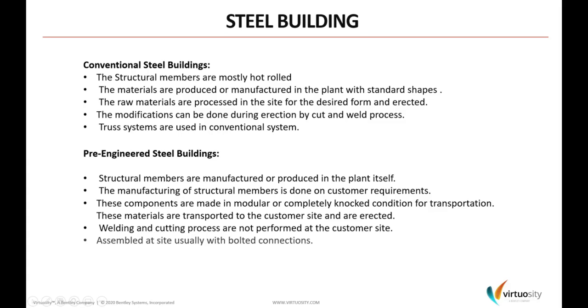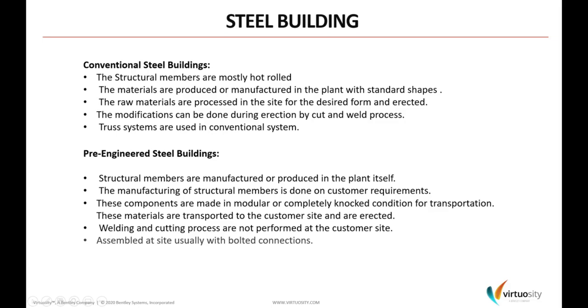Now, if we compare it with the pre-engineered building, that is the PEB, the building approach is much smarter. Here, the structural members are manufactured in the plant itself. It's not like hot rolled. Components are carved out from plate elements and welded together as per the requirement. The manufacture of the structural member is done as per the customer's choice and need. So here the optimization is very much possible because you can control the shapes and sizes.